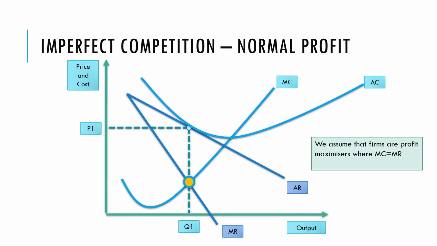What does that mean in terms of price? It means that the business charges a price of P1, and we find the price from the average revenue curve. Here it's making normal profit because at this level of output, the average cost is also the same. And so here we're including in our cost base opportunity cost, so economic cost. The price is the same as the average cost, so we're making a normal profit.